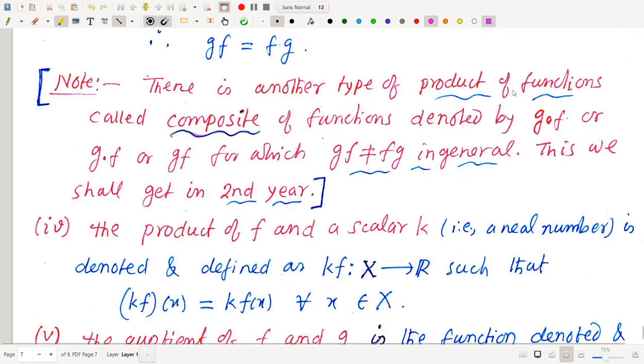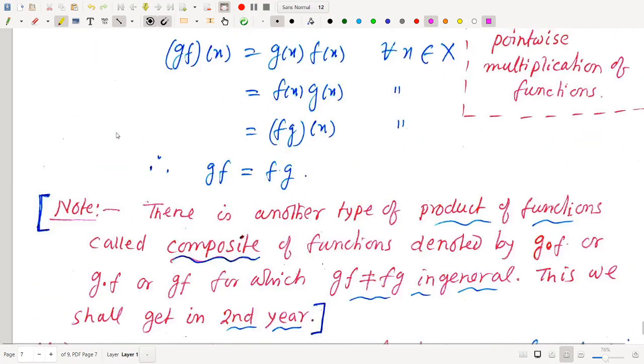But there is another type of product of functions called composite of functions, denoted by g o f or g dot f or simply gf, for which gf is not equal to fg in general. This we shall get in second year. The definition we are not giving here, it is something different.